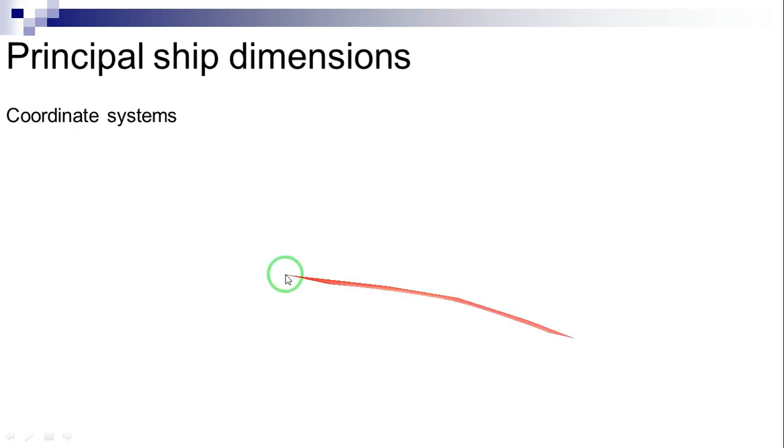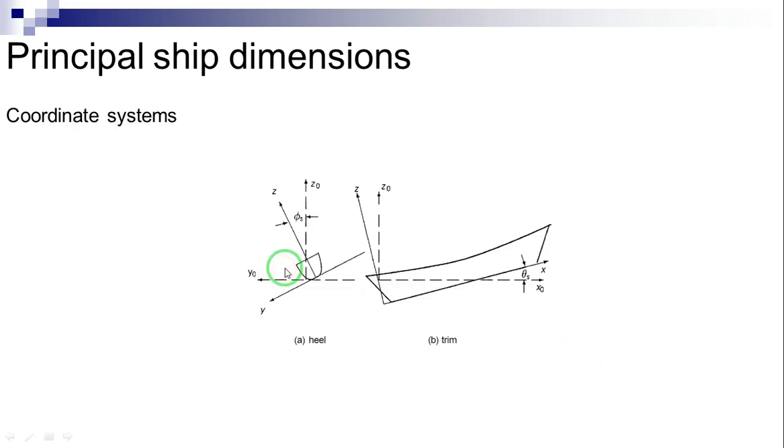Coordinate systems. The coordinate system is shown here. The x-axis runs along the ship and is positive forward. The y-axis is transversal and positive to port, and the z-axis is vertical and positive upward. For dynamic applications, taking the origin in the center of gravity simplifies the equations. However, it should be clear that to each loading condition corresponds one center of gravity, while a point like the intersection of the aft perpendicular with the baseline is independent of the ship loading.